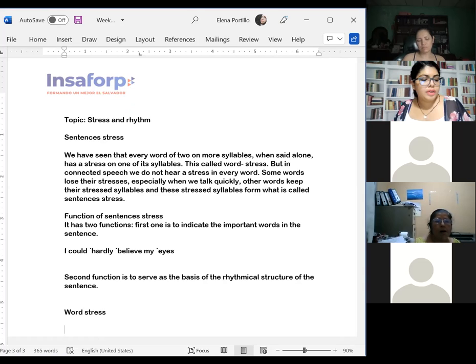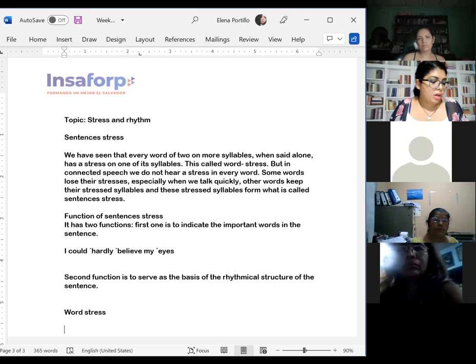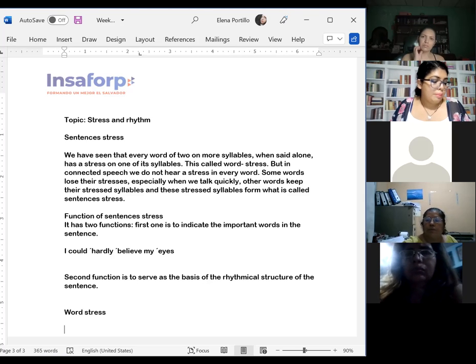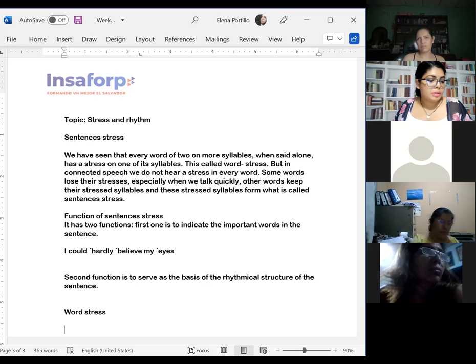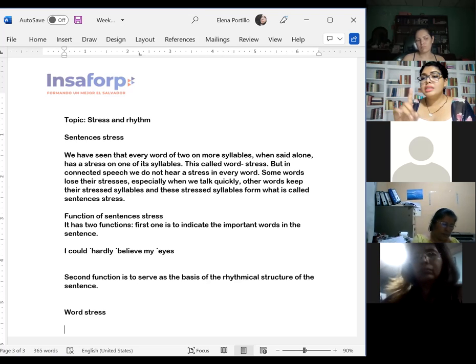And those that are usually unstressed in English are form words, namely auxiliary and modal verbs, verbs to be, monosyllabic prepositions, monosyllabic conjunctions, and articles. Personal pronouns, possessive pronouns, except absolute ones like mine or hers, reflexive pronouns, reciprocal pronouns, and relative pronouns are also usually unstressed. So in this case, we have to list the words that are stressed and the words that are unstressed.